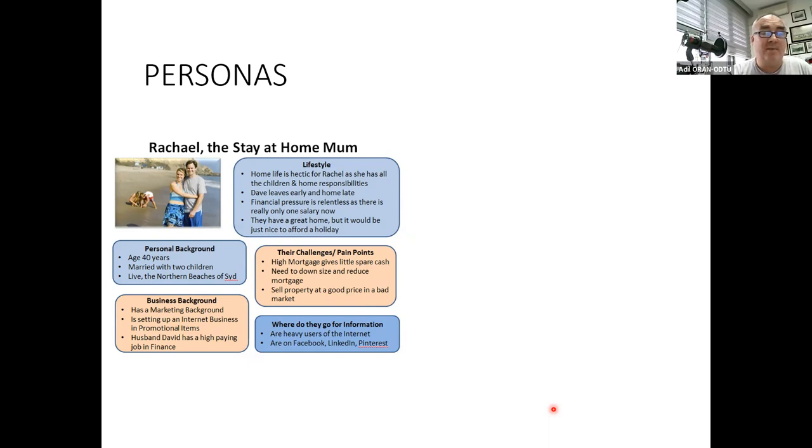Where do they go for information? Well, they use a lot of internet and they're also on different social media, okay? So this gives you a lot of information about the customer, who they are, what they're trying to do, what type of problems they have. And then you get to decide, well, what sorts of products can I develop to sell to these types of people?